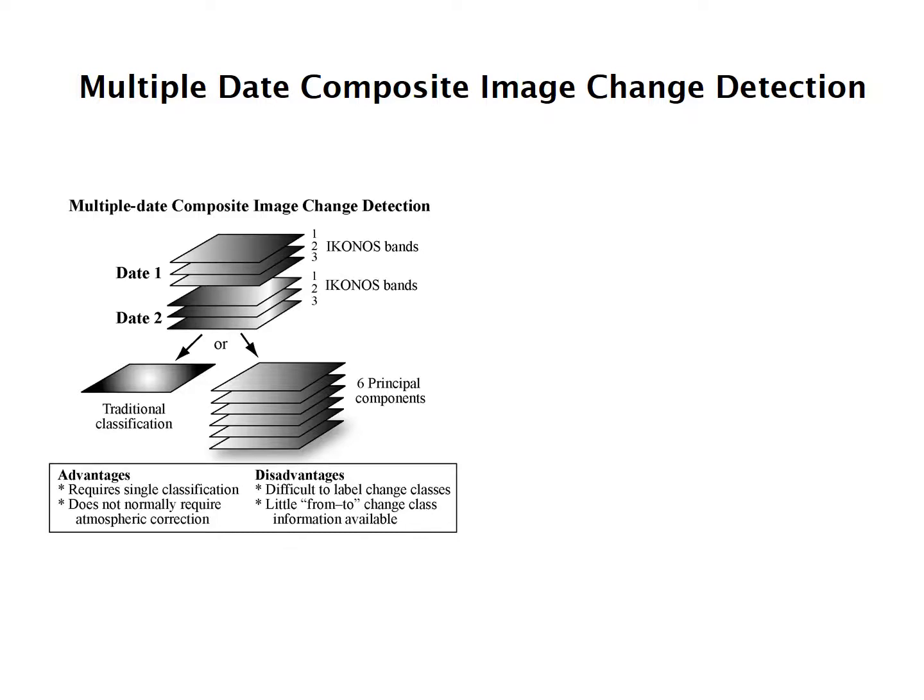We've already looked at some of these a little bit in the past, but in this you have multiple dates, multiple bands. You apply the traditional classification and figure out the principal components. Doesn't require single classification. It does not normally require atmospheric correction. So requiring a single classification is an advantage. The disadvantage is it's difficult to label change classes, and there's little from-to change class information, so you really can't compare it so much.